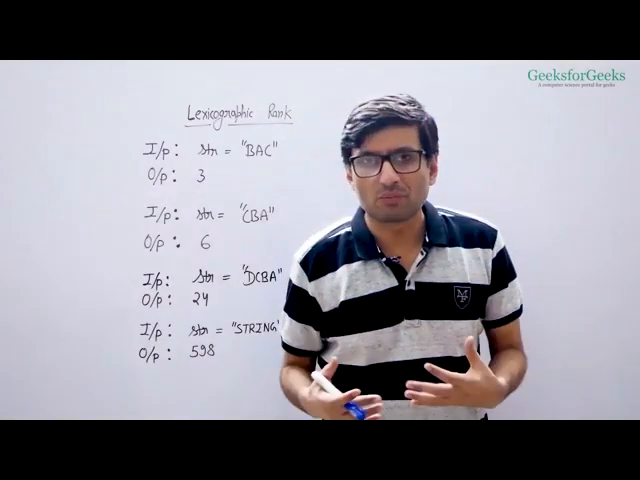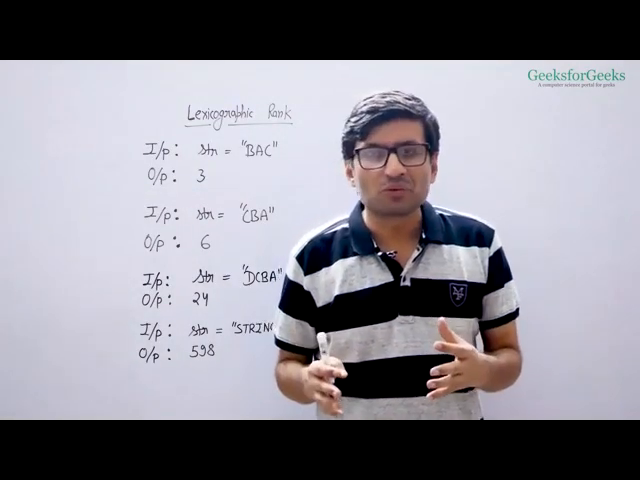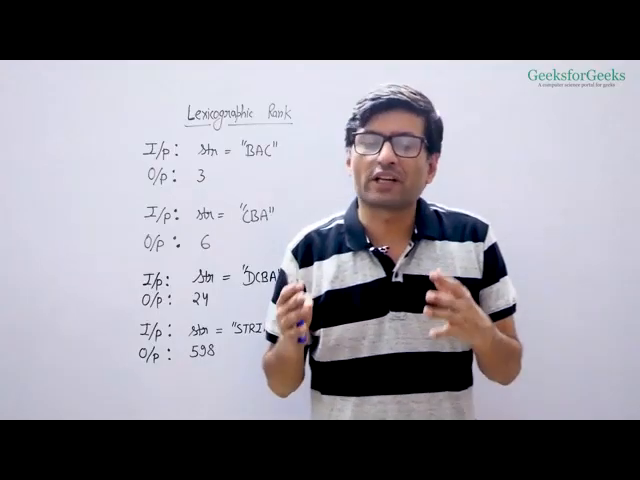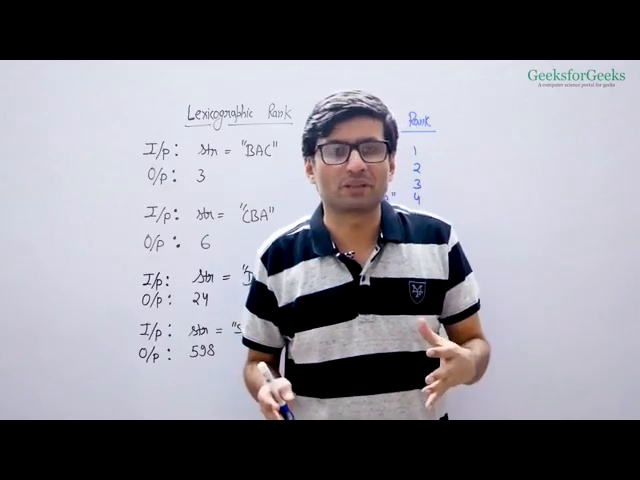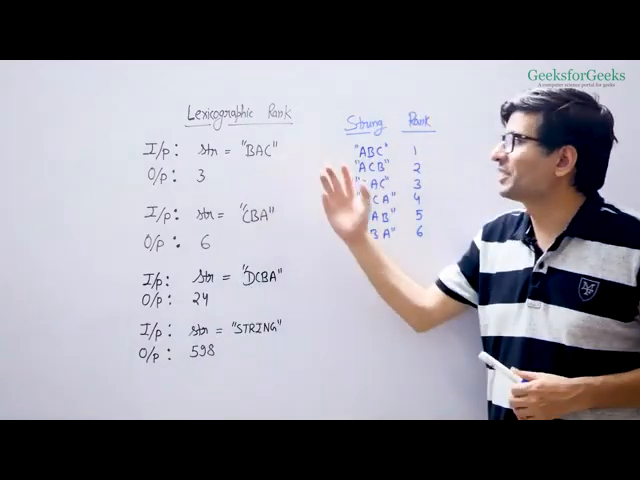Let us talk about this problem. We are given a string. We need to find the lexicographic rank of the given string. Let's understand lexicographic rank using the pen and paper method. Let's say the given string is BAC.